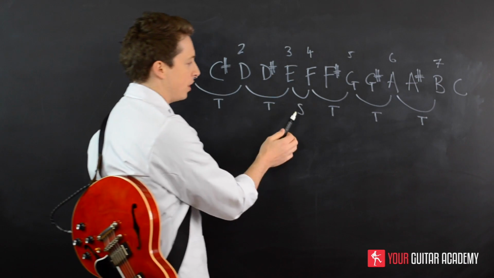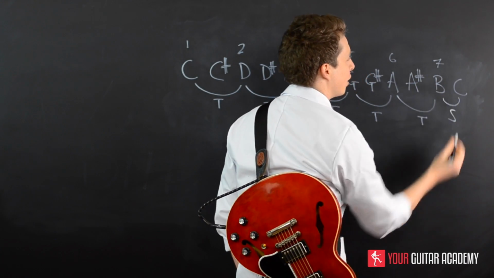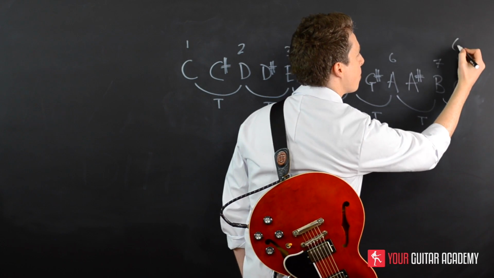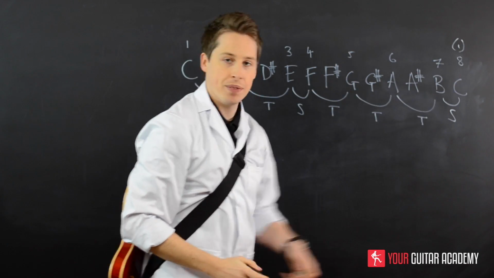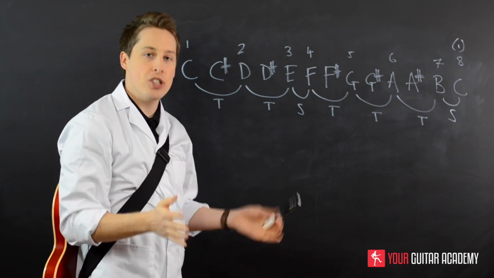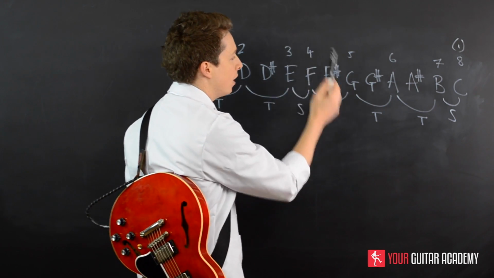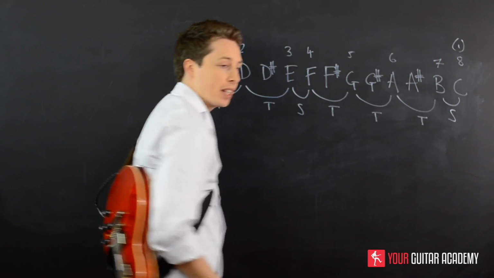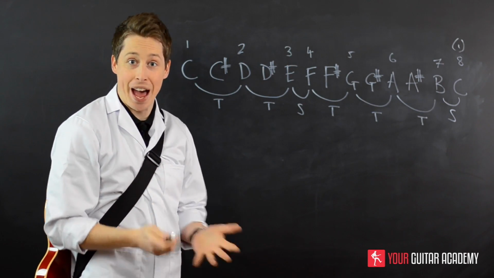It's tone, tone, semitone, tone, tone, tone, semitone, to get to the 8th note, or, I'll put in brackets here, the first note again. So we've gone from C to C, okay? So our C major scale is C, D, E, F, G, A, B, C, okay? Now that is crucial that we understand that, okay?